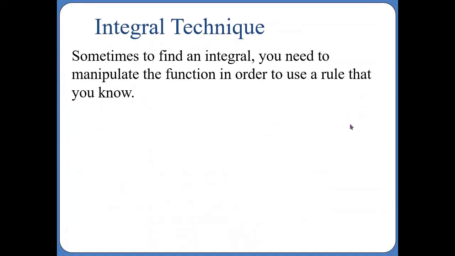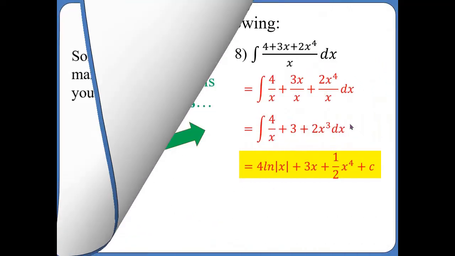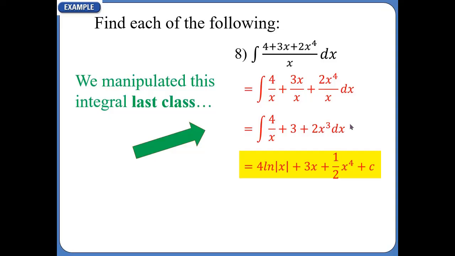Sometimes, if you don't have a rule for it, you can use some techniques. One of those techniques is to manipulate a function so that you can use a rule that you know. This is one of the examples that we did last time I was here with you. This is number 8, and the technique there was to split up the fraction. Manipulating or simplifying your function before you integrate is a good strategy to use.